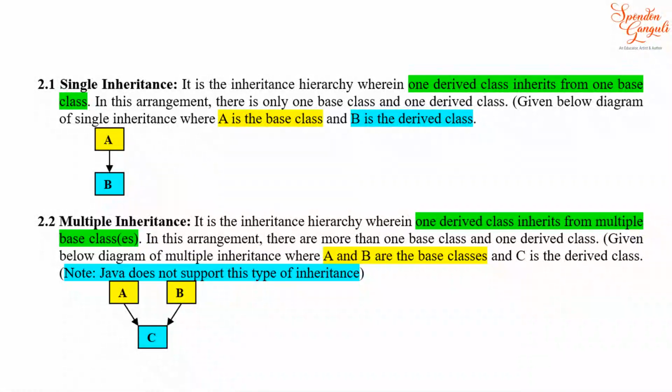Next is multiple inheritance. Here, one derived class inherits from multiple base classes. So in this arrangement, there is more than one base class and one derived class. So you can see in the diagram, A and B are the base classes from which C is derived. We need to keep in mind one thing here, that Java does not support this type of inheritance.